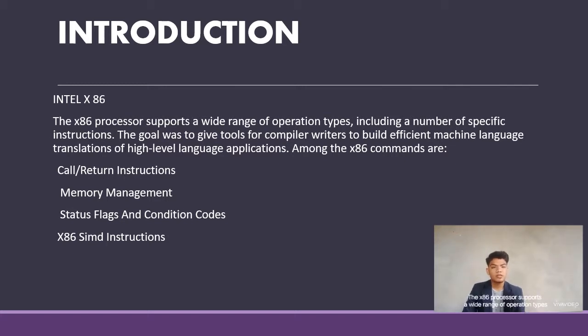The x86 processors support a wide range of operation types, including a number of specific instructions. The goal was to give tools for compilers to boost efficient machine language translation of high-level language applications. Among the x86 commands are core register instructions, memory management, status flags and condition codes, and x86 SIMD instructions.